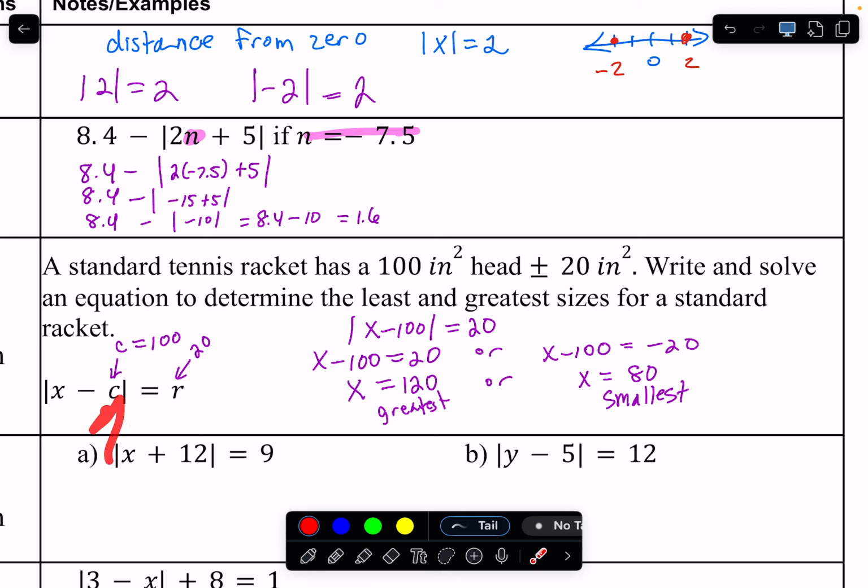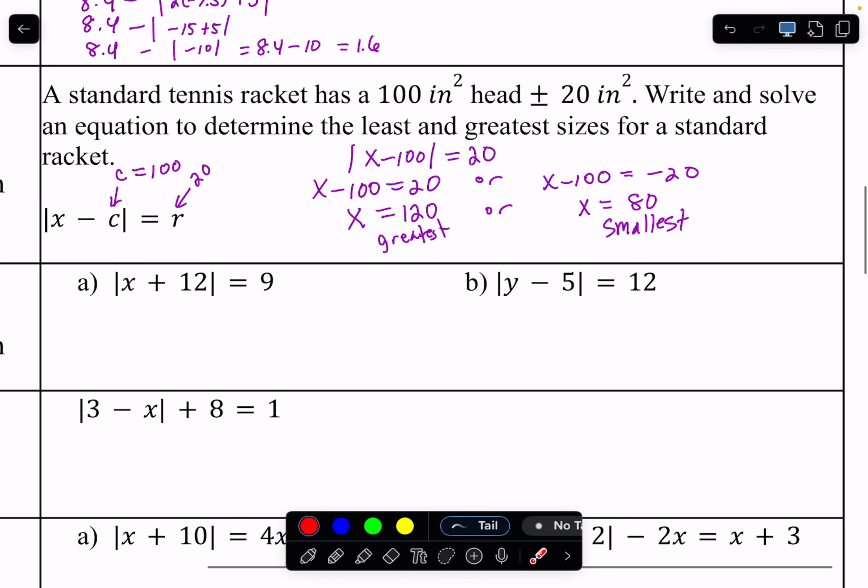So again, this is your ideal value. This is your range in above or below. Okay? Everybody okay with that one? Any questions there?